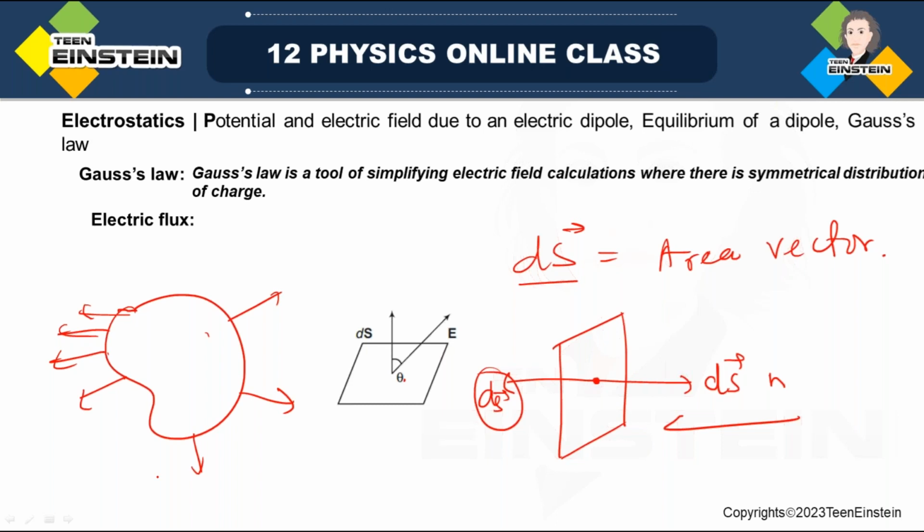Outward normal in case of a closed surface, but in case of an open surface, I can take the ds vector or area vector in either direction of the surface.